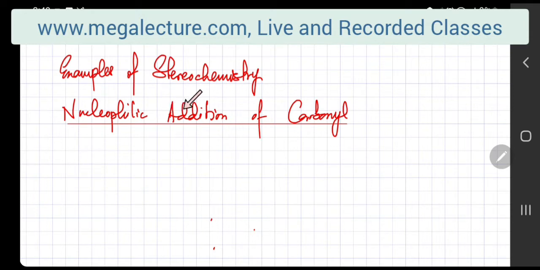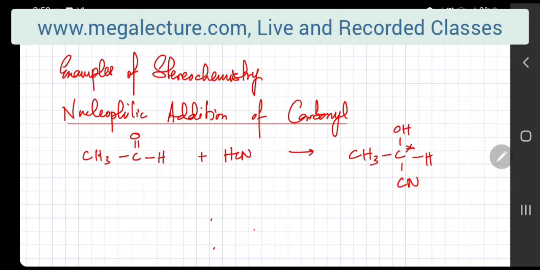So now I'm just going to quickly cover a few examples of where stereochemistry becomes a challenge. So let's go for it. The first reaction I'm going to study is the nucleophilic addition of carbonyl compounds, aldehydes and ketones, which you've already studied in AS. So here you can see the reaction.